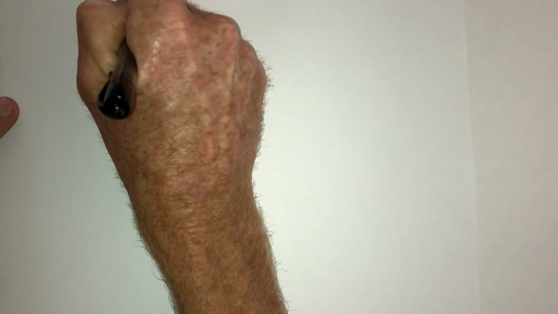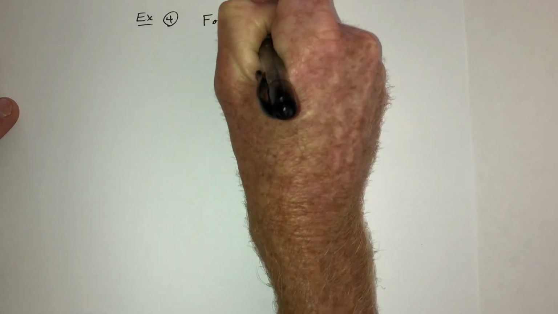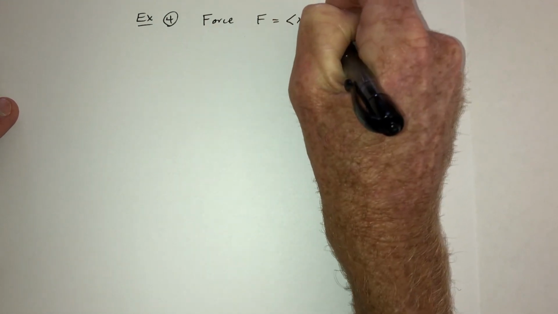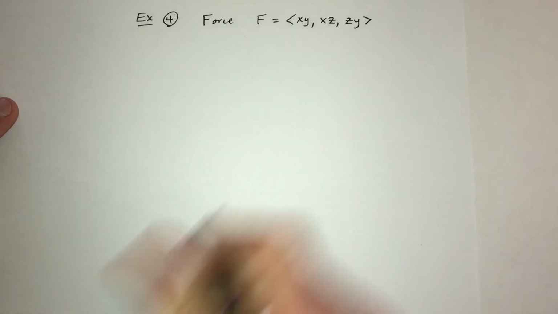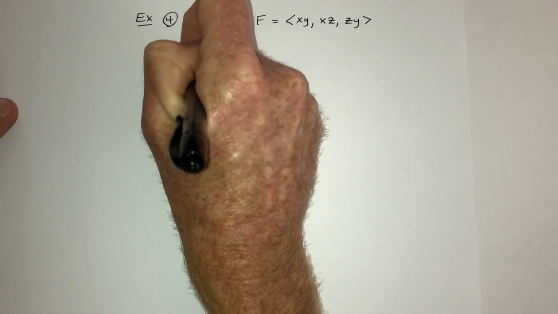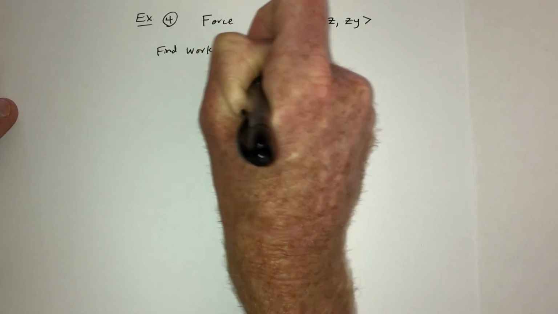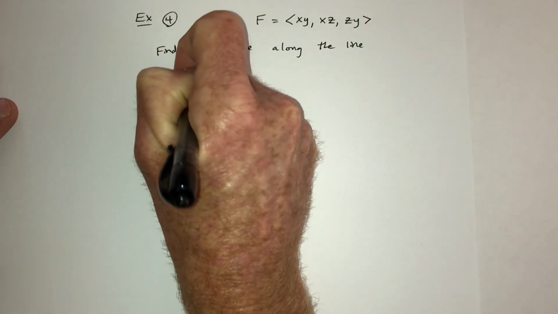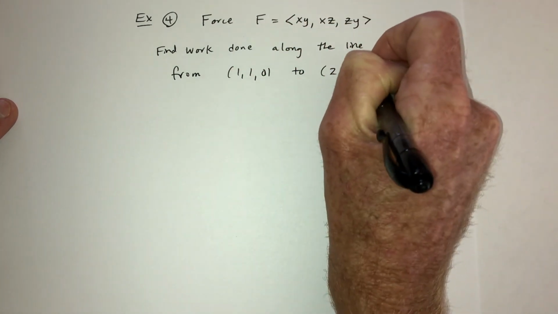Then let's try one a little more challenging. Example number 4. The force is given by this vector field, xy, xz, zy. So then find the work done along the line from 1, 1, 0 to 2, 3, 8.